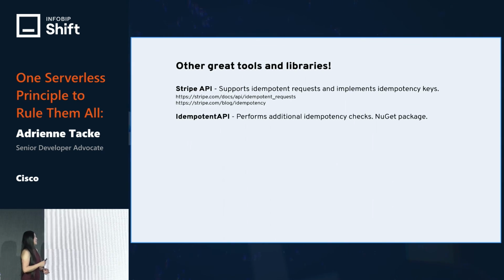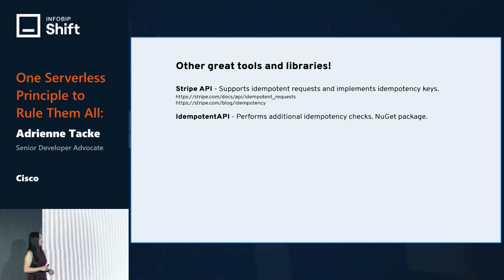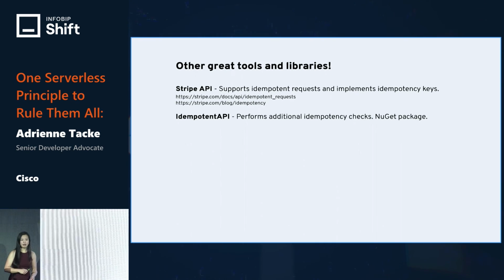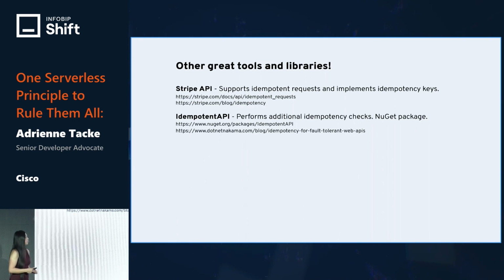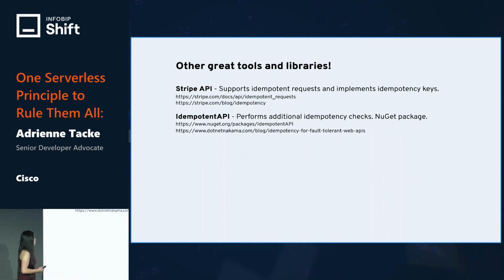There's also Idempotent API, which performs additional idempotency checks, which is a NuGet package. So for anyone that is in the Microsoft land or C# land, this is one really good similar thing that you can check out.